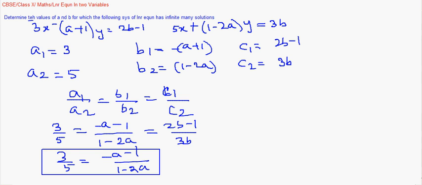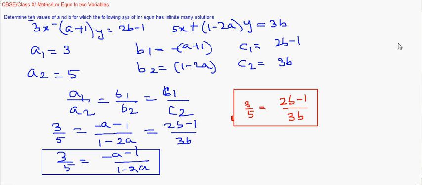On the other hand, you can write 3 by 5 equals 2b minus 1 by 3b. Again you cross multiply, get an equation, solve this whole thing for b. So you'll get the a and b values as asked in the question. To check your answer, I give you the value of a to be 8 and hopefully you get the b right as well with the value 5.